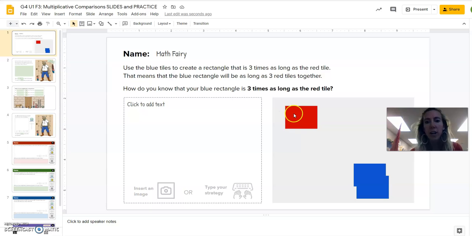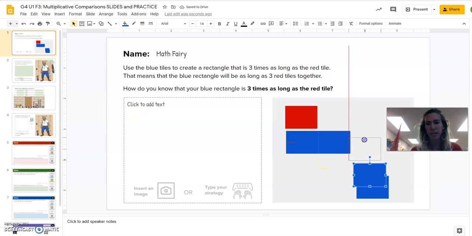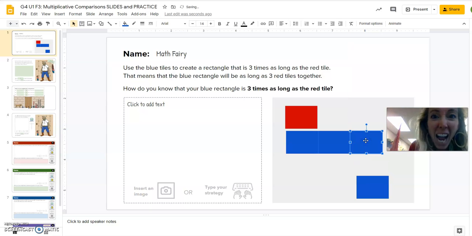Okay, so if I go down here and oh no, I can't pull that over. But if I have 3 of these put together, that's what I need. I need something that is 3 times as big as the red. So I'm going to say, okay, here's my blue. Have I made it 3 times as big as the red? No, I've only made it the same. How about if I put 2 of them there? No, that's 2 times as big. If I put 3 of them there, now I am at 3 times as big as the red.